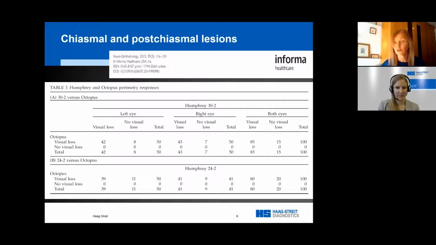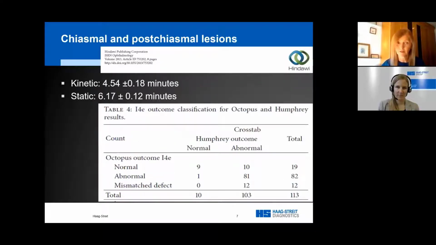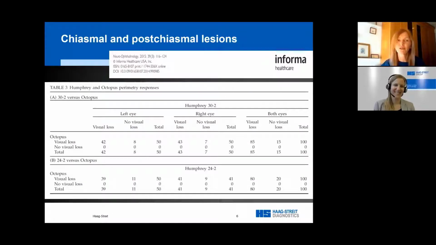Now, a few years ago, we looked at diagnostic accuracy specifically for pituitary adenoma cases and comparing kinetic fields. If you go back to the previous slide, Monica, that's all right. So we were comparing kinetic fields with 30-2 and 24-2 data, and this was in patients with known visual field loss. So what this slide shows is the comparisons between the central static testing and the kinetic testing for the left and right eyes and both eyes combined.